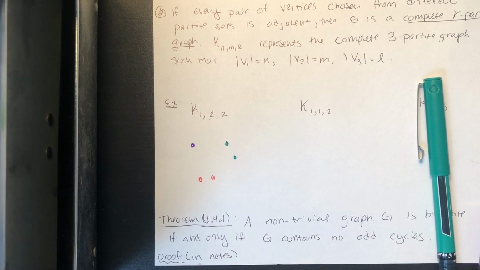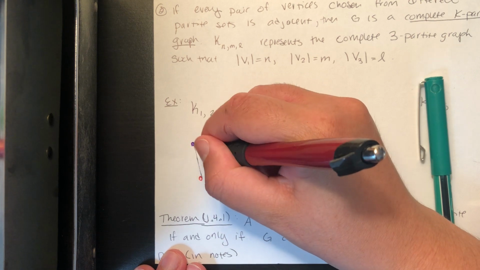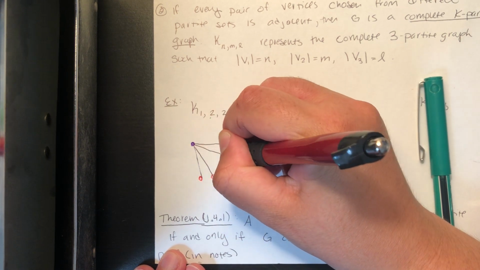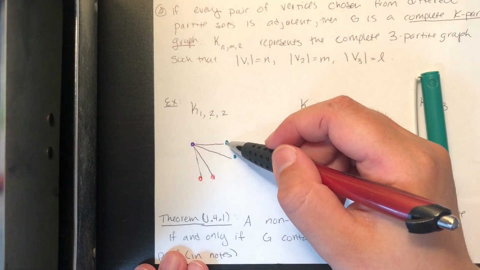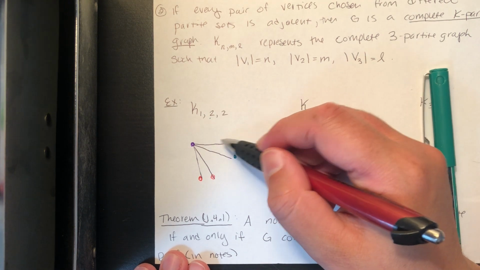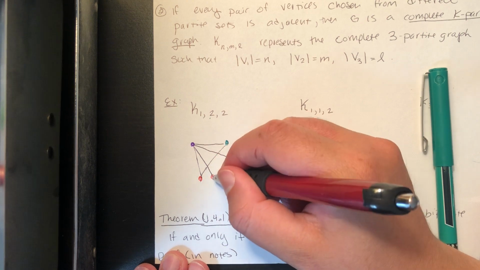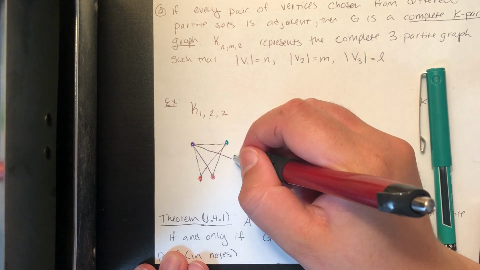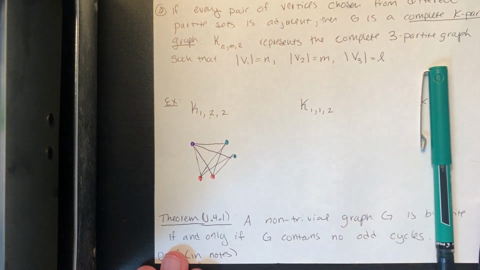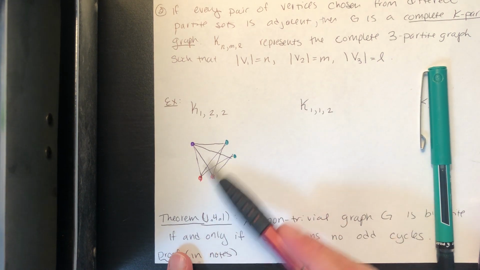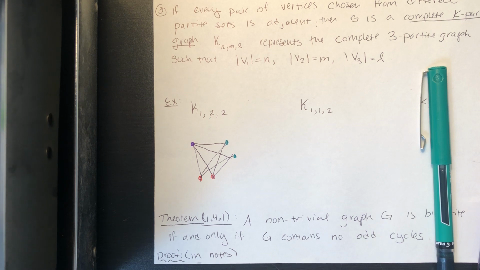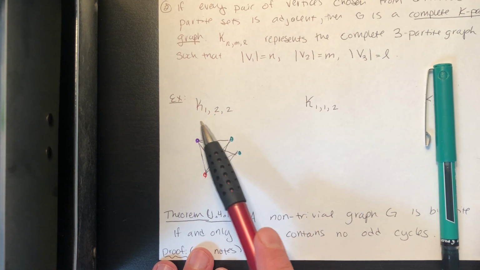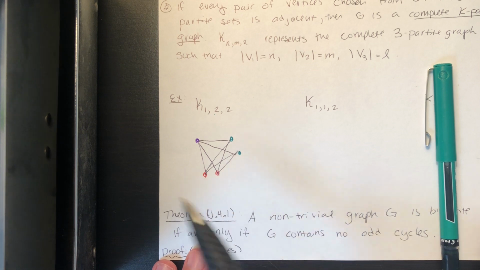So this purple vertex, let me use a different color here, needs to be adjacent to every non-purple vertex. So we have these vertices here. These green vertices need to be adjacent to every non-green vertex. So here, here, and here. And then similarly here, here, and here. And then that's it. The reds are already connected to the greens and the purples. All right, so we would call this K1,2,2 because it's a complete three-partite graph where the cardinalities of the different partite sets are 1, 2, and 2.